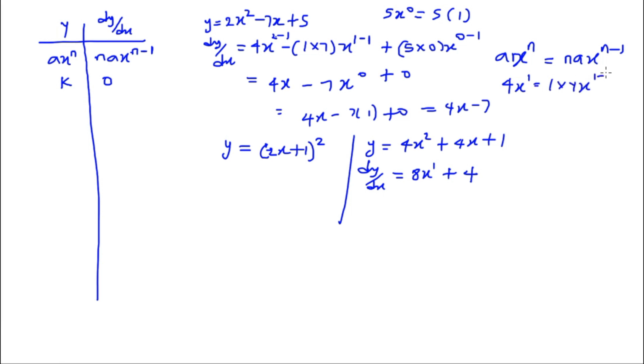X to the power 1 minus 1, and anything raised to the power 0 is 1. That's 4 times 1, which is 4. Okay, so if I differentiate the constant, I will have 0, isn't it? So the answer is 8x plus 4.